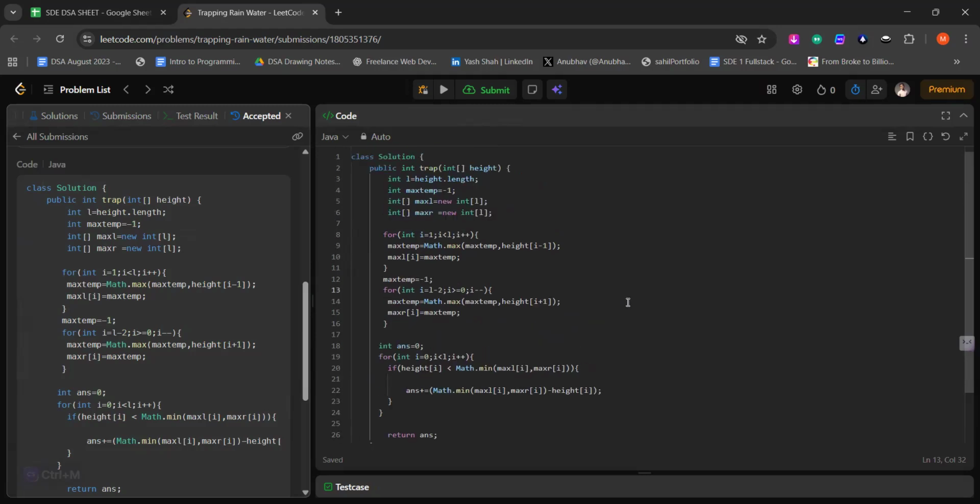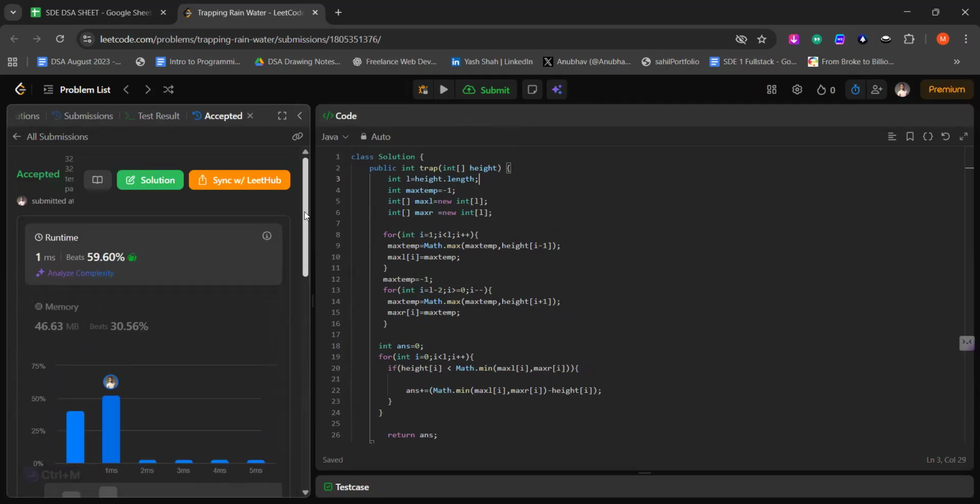And let's talk about the space complexity. What we did was create two arrays. Space complexity which I took was O of n, right? So similarly O of n space complexity, O of n time complexity.